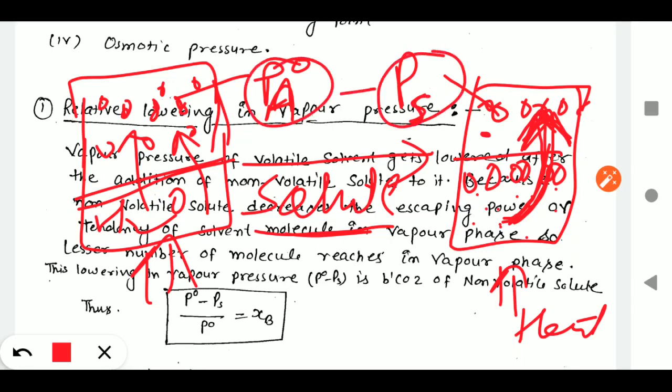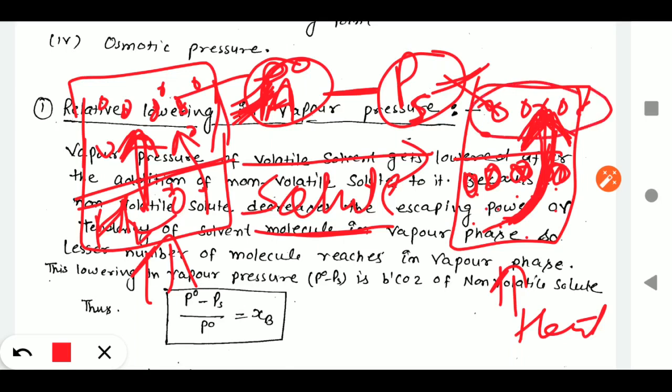So the difference is P naught minus PS. This is higher and this is lower. Why is it higher? Because there is no such hindrance or crowd which will not allow the water molecules to go into the vapor phase. But here solute molecules are covering the surface, and this will not allow the water molecules to come into the vapor phase. Hence a lesser number of water molecules will come into the vapor phase, and PS, the vapor pressure of the solution, will be less than that of the pure solvent.